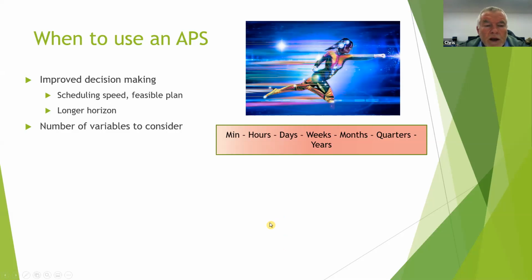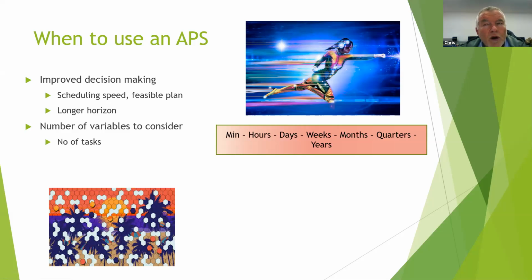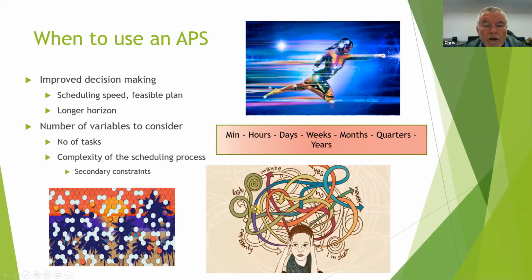You have a lot of variables to consider. Go back to that molding example. It's the mold and the neck and the shape and the color and all sorts of stuff. You have a lot of tasks to consider, 4,000, 10,000 tasks. It's beyond the ability of a person to schedule that reasonably quickly and unschedule it and reschedule it very quickly. So you have a very complex scheduling process where you need to recognize secondary constraints. These are those skills and tools and the availability of those in creating your schedule. So if you have these conditions, you would look to use an APS.